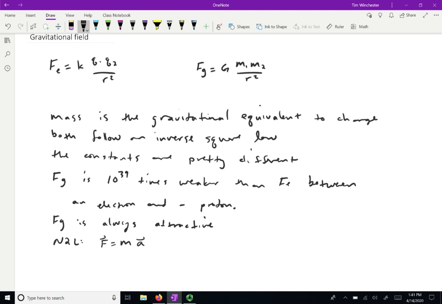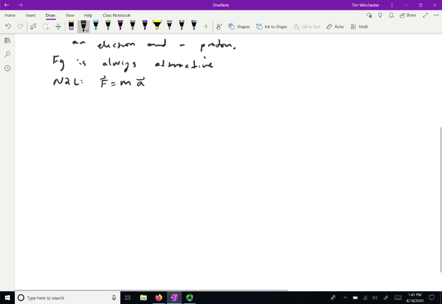Okay, so this kind of peculiar relationship, that mass shows up in these two pretty different equations, is known as the equivalence principle.